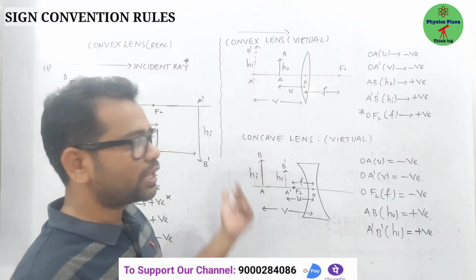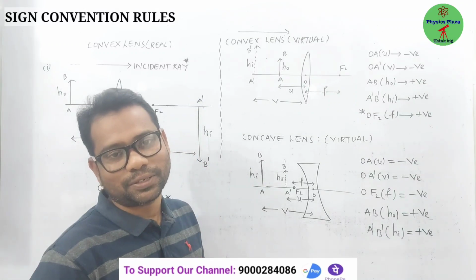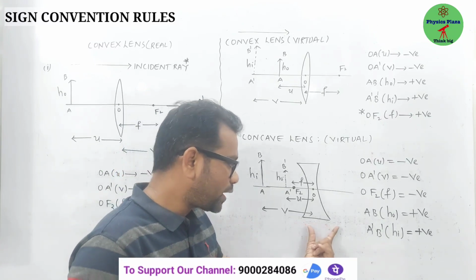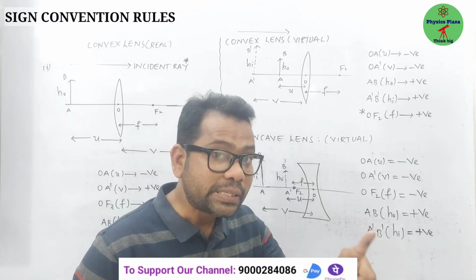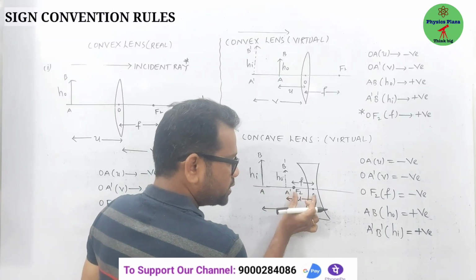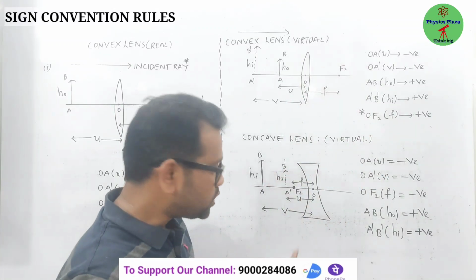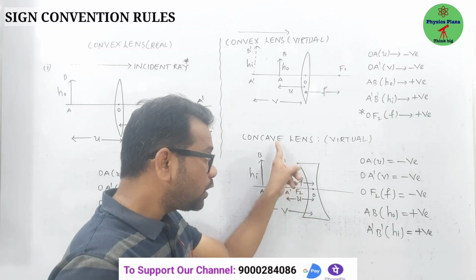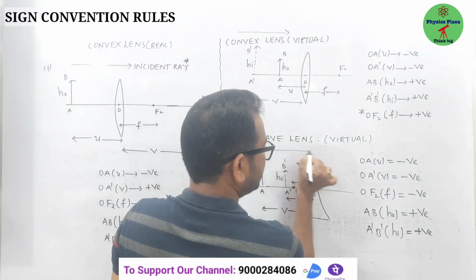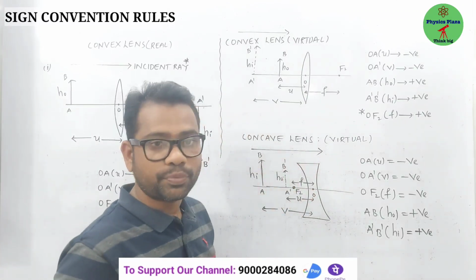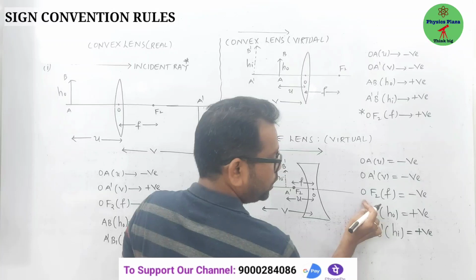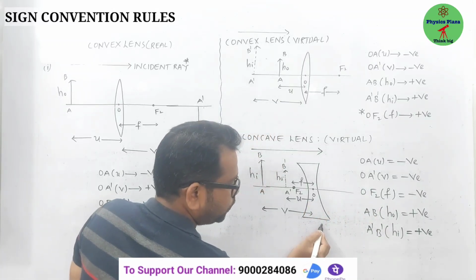Now come to the concave lens. The same rules are applicable, right? Okay, so here is the very important part. For a concave lens, the second focus is situated on the left side, F2 here. The remaining things are the same. If I want to measure the focal length of a concave lens, so O to F2. This is the direction of the incident ray from the object. But I have to measure the focal length, meaning I have to move from O to F2.